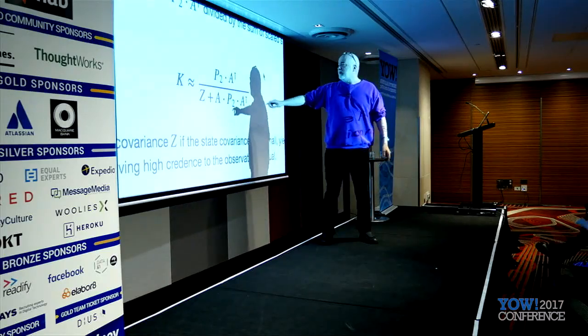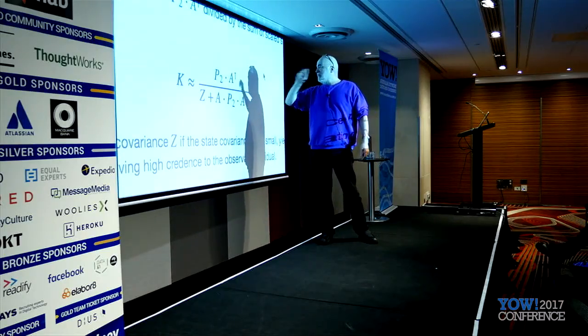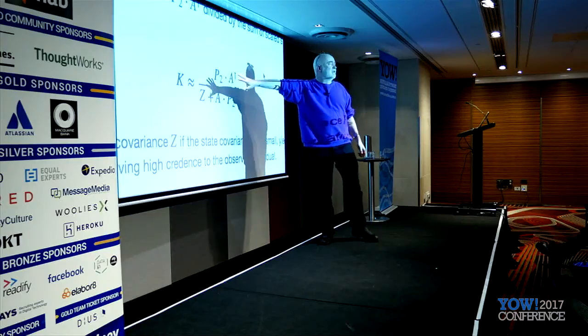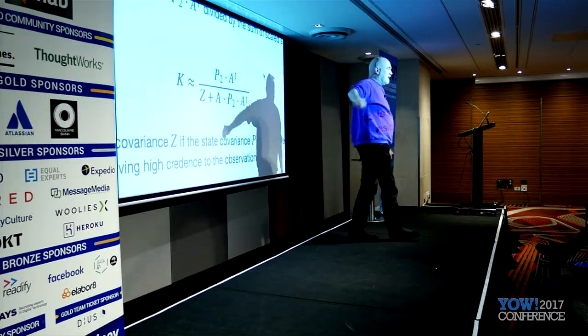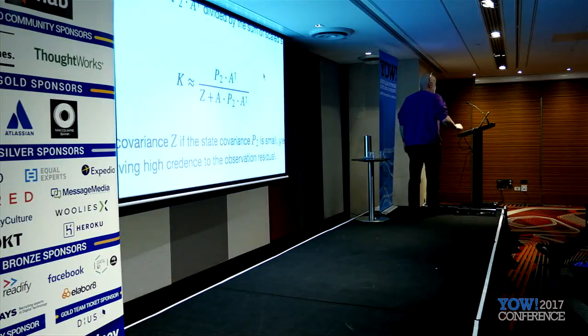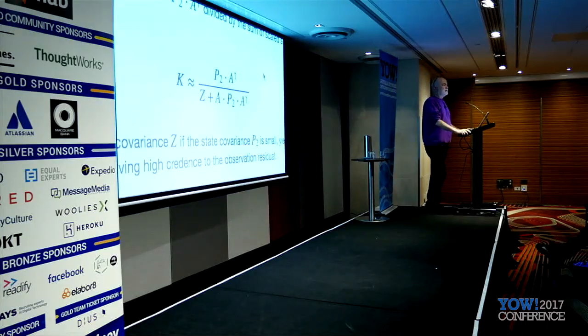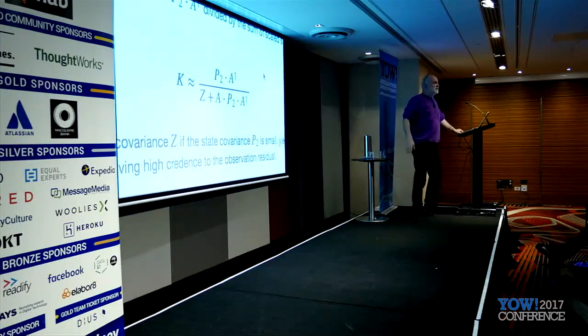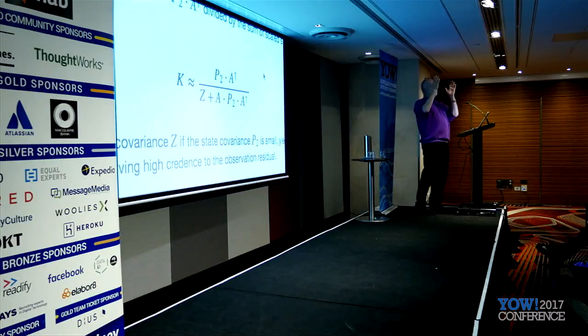Conversely, if P is very large, then K looks like 1. It looks like P over P. And that says, my uncertainty in the state estimate is very large. Don't believe my states. Listen to the observations. Listen to the residuals. It's K times the residual.